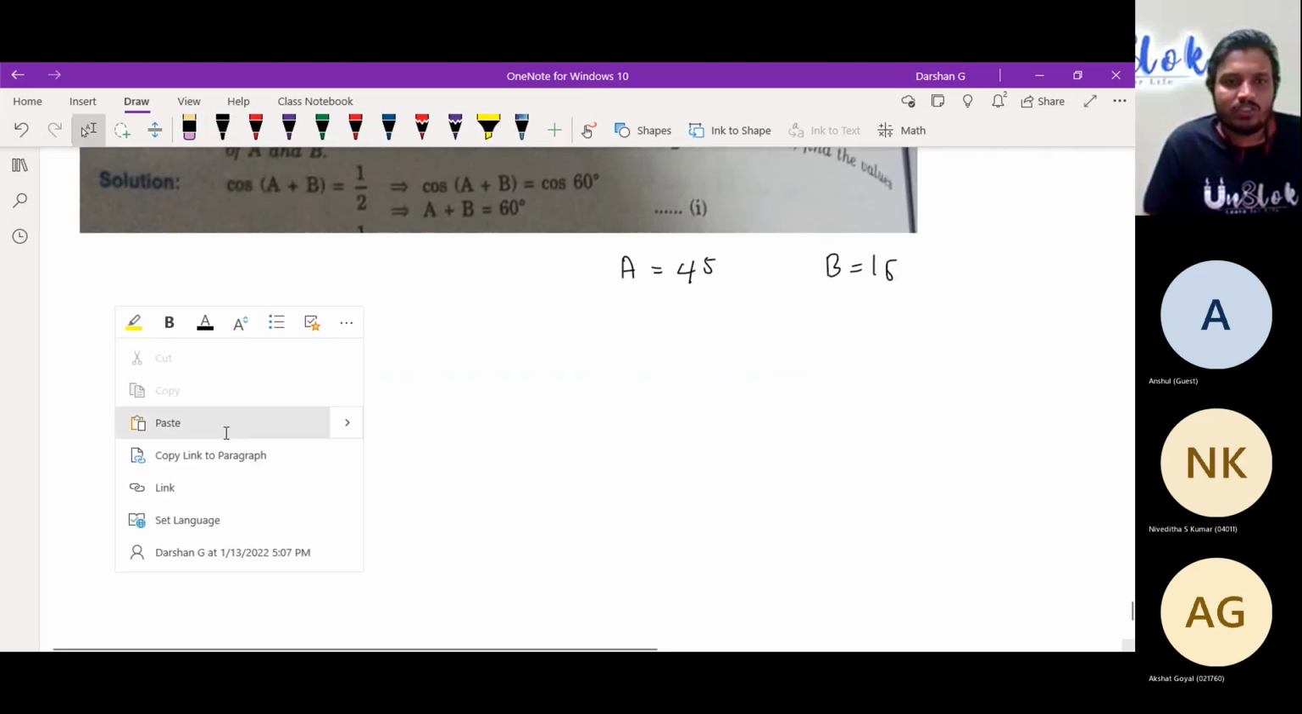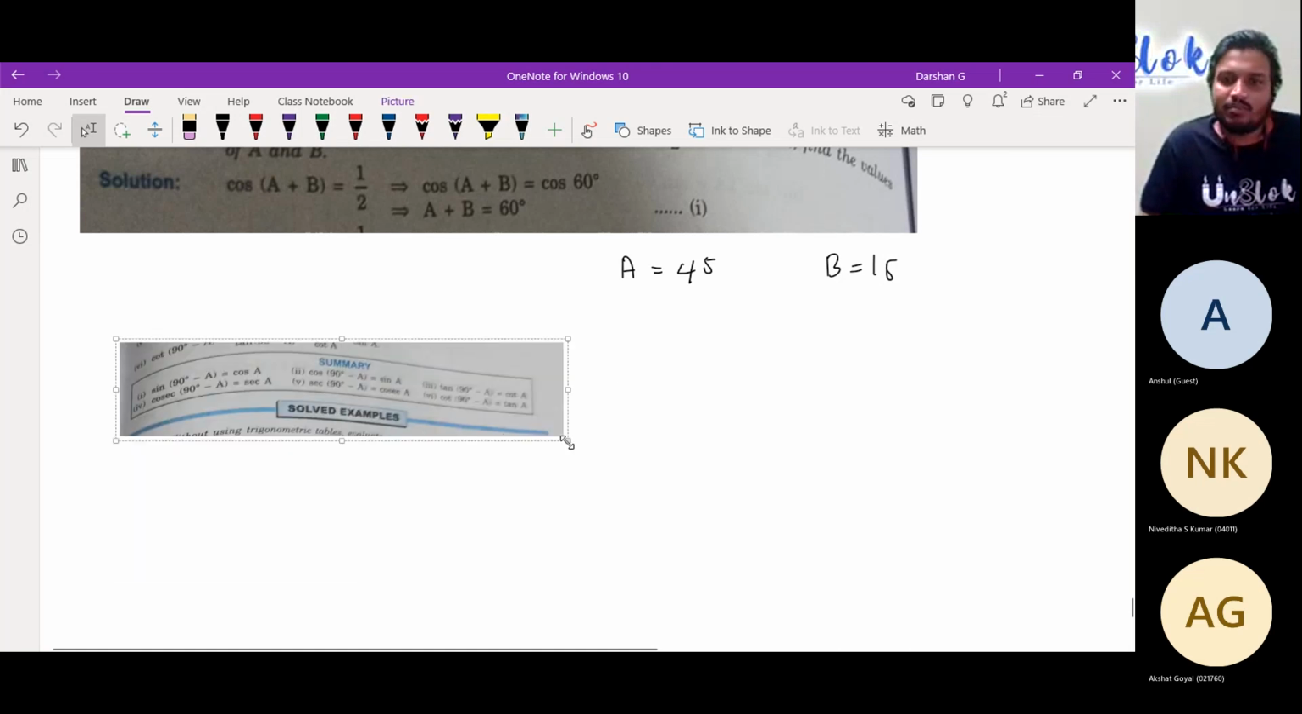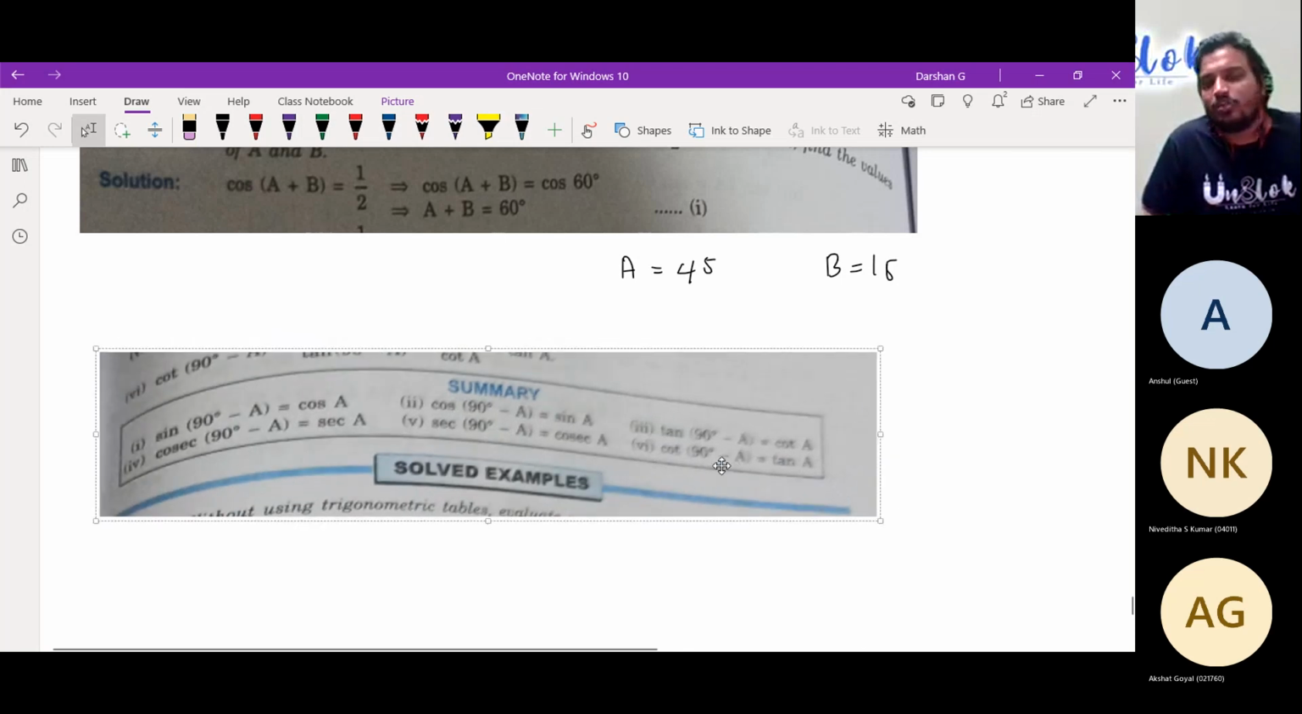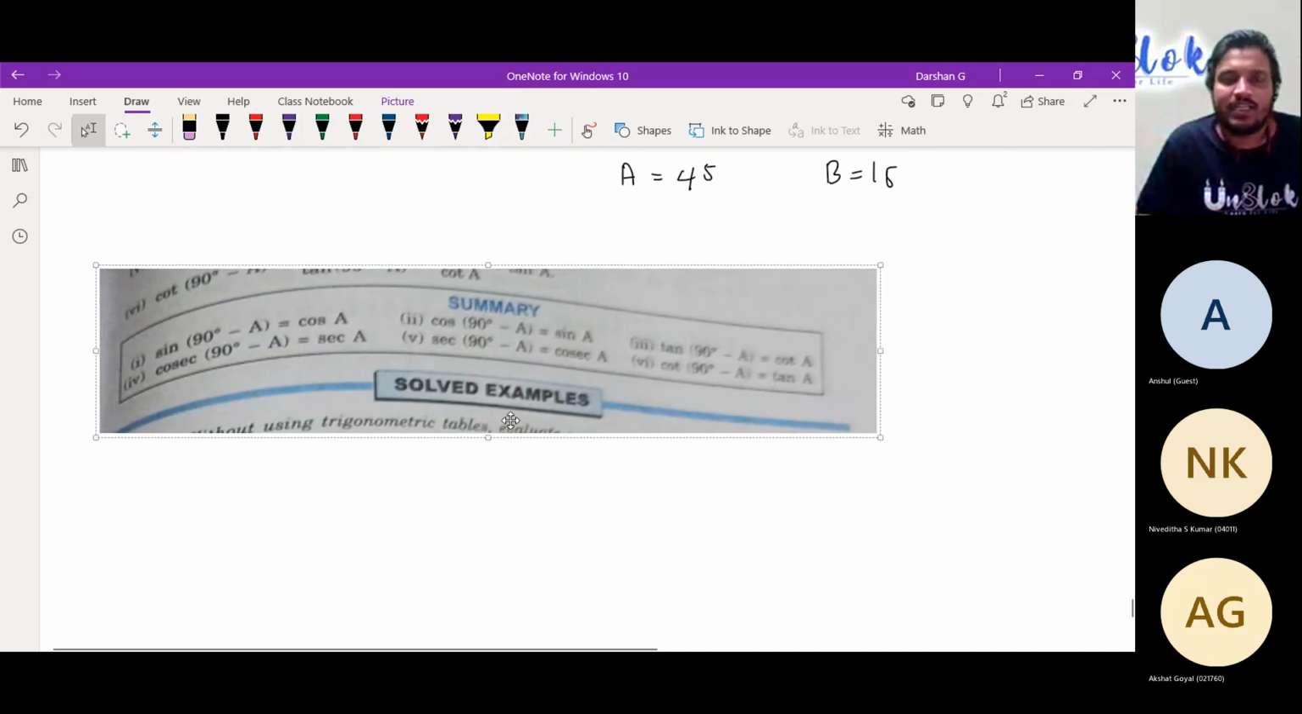Okay. After this, we are going to complementary angles. In complementary angles, this is important. Yesterday I discussed how sine value and cos value are opposite, or 90-degree shifted. So sin (90 minus A) is cos A, cos (90 minus A) is sin A, tan (90 minus A) is cot A, cosecant is secant, secant is cosecant, cot is tan. Very simple. These are called complementary angles.